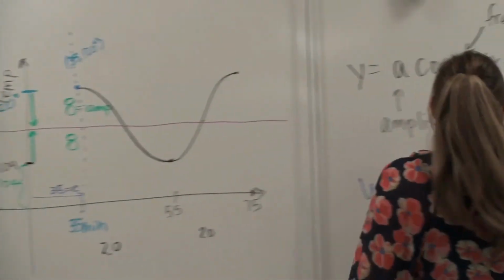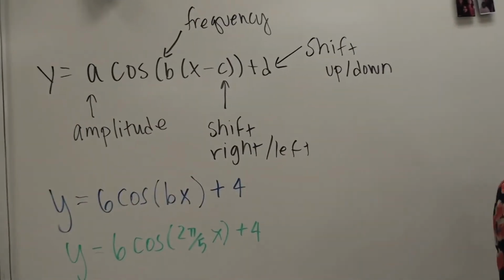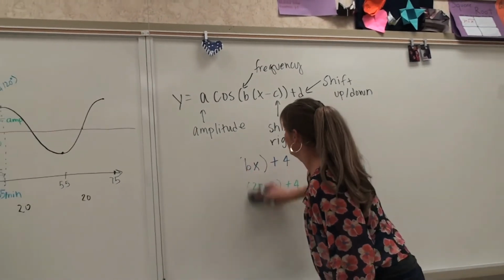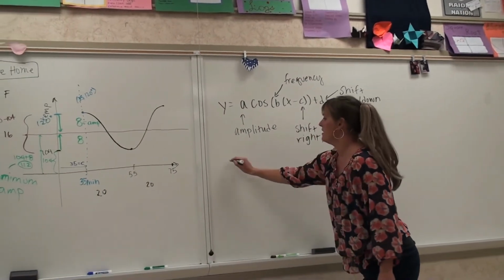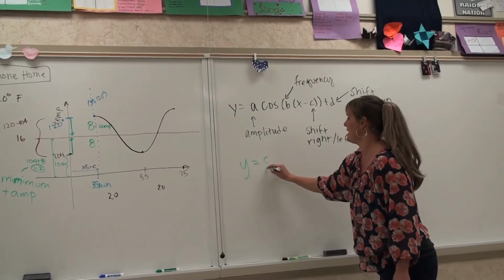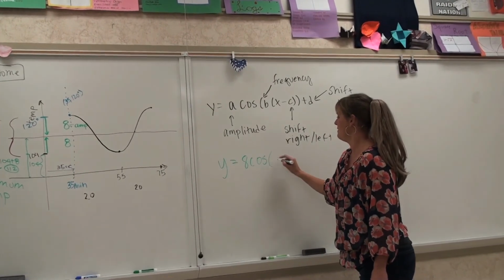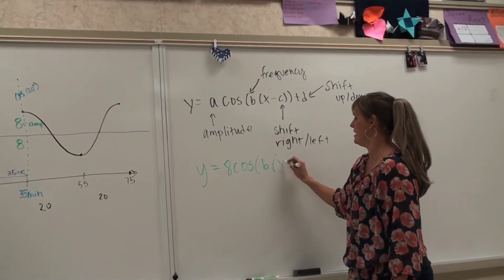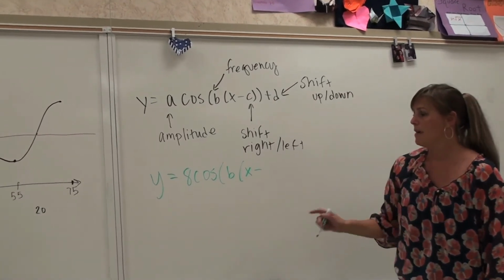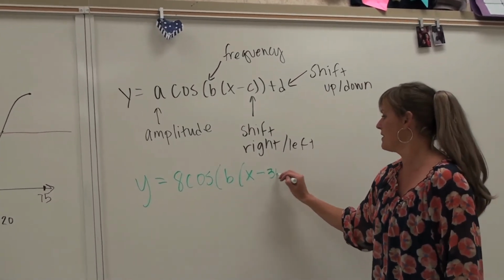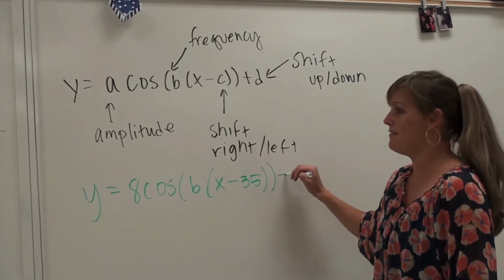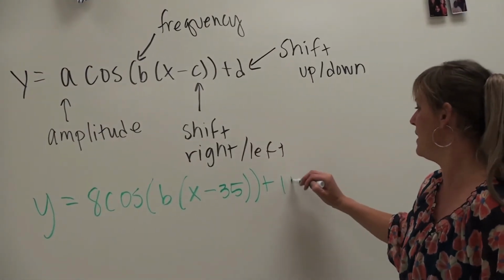So let's see if I can write this. We'll erase this one that we had last time. So my amplitude is 8, cosine. I haven't found the b part yet. I always do that last for some reason. So x minus, I'm going to have to shift 35 to the right. I have to shift up 112.